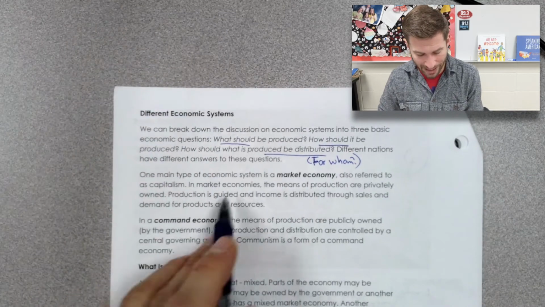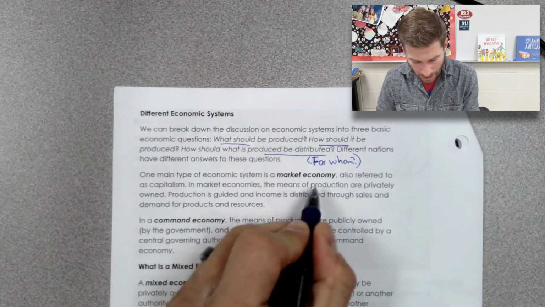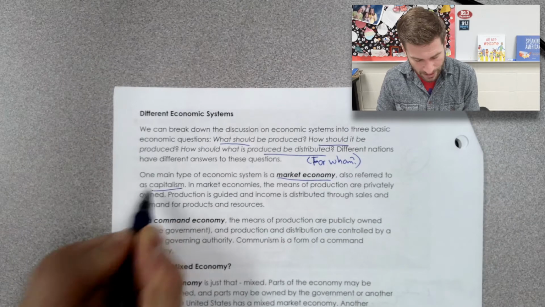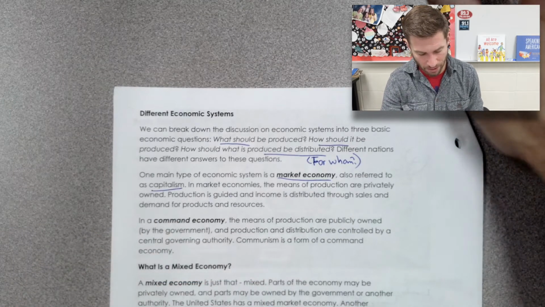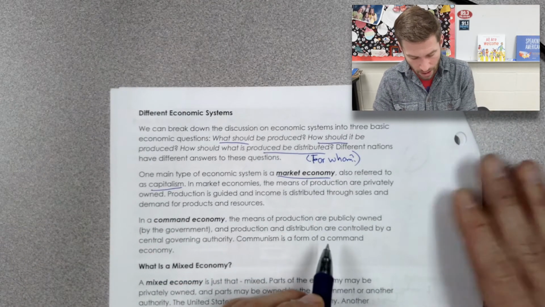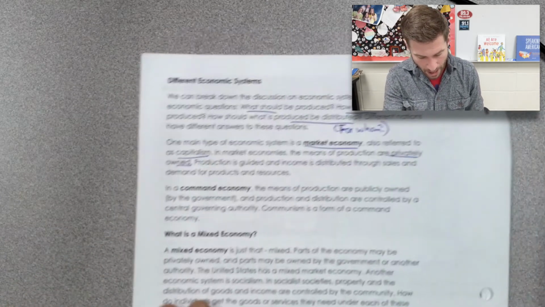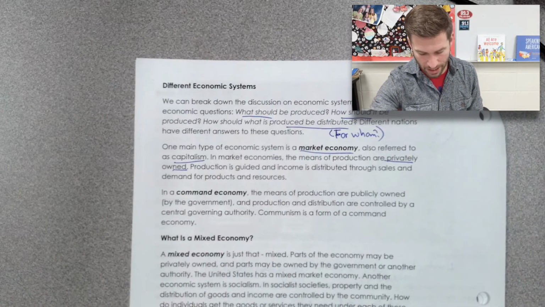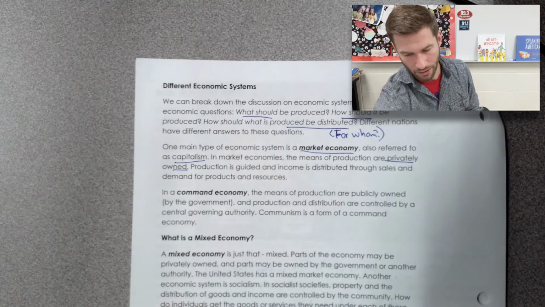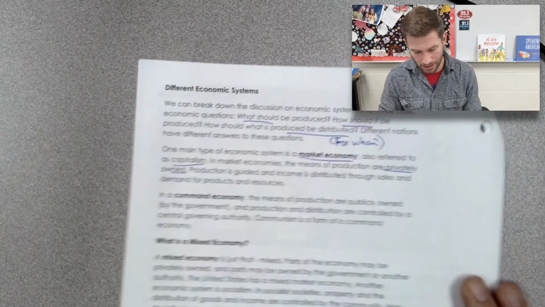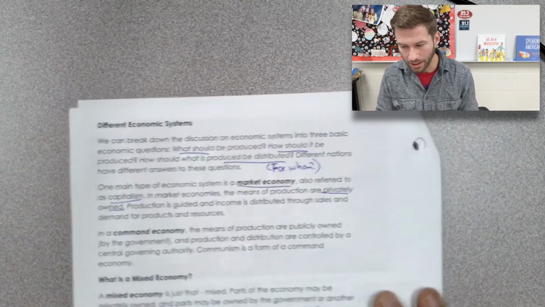One main type of economic system is a market economy, also referred to as capitalism. In market economies, the means of production are privately owned. Production is guided and income is distributed through sales and demands of products and resources. So in the United States, we have a pretty market-based economy.